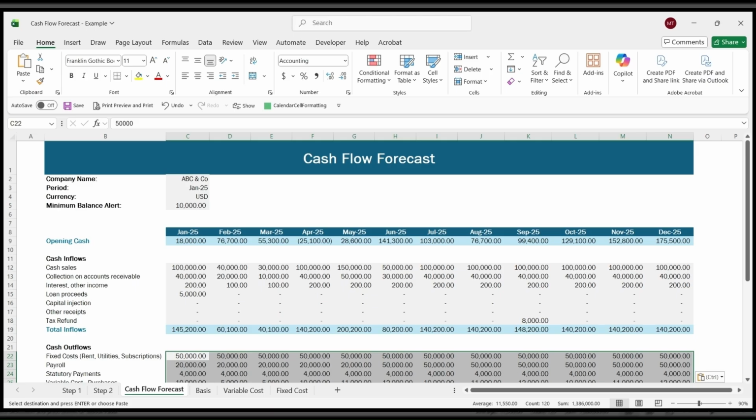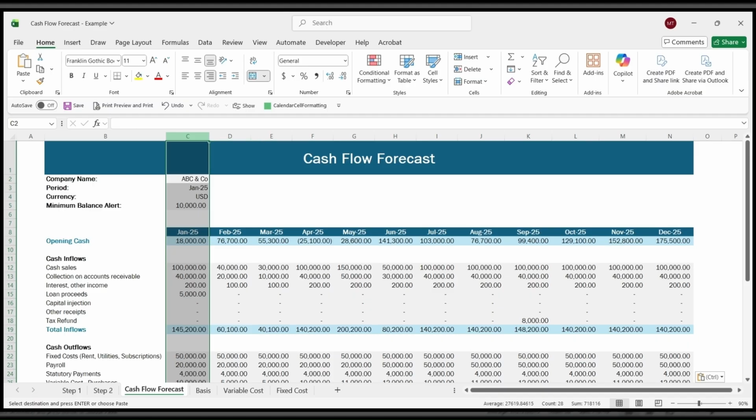Hi everyone. In part 1, we saw how to build a cash flow forecast template. In this video, let's try to understand the figures in the forecast and see what it tells us. Firstly, let's look at the month of January 2025.